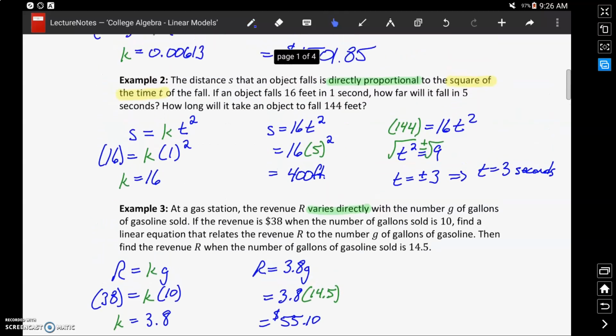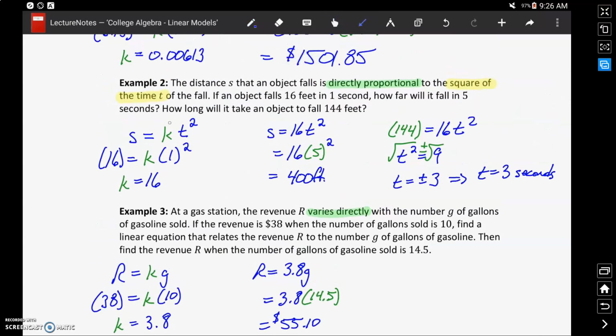So in each of these cases, we set up our model, solved for the constant, and then looked at whatever information we were given, either to substitute in for the independent variable or the dependent variable, and then solve for what was left over.